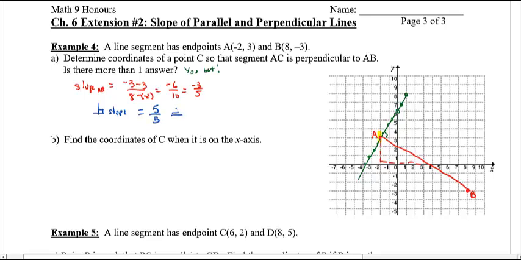Now remember, this is the idea of rise over run. So now if I look at the green line, I just need to go 5 up from point A. 1, 2, 3, 4, 5, and 3 over. Perfect. So here could be one possible answer for C. So I'll say one possible answer is 1, comma 8.